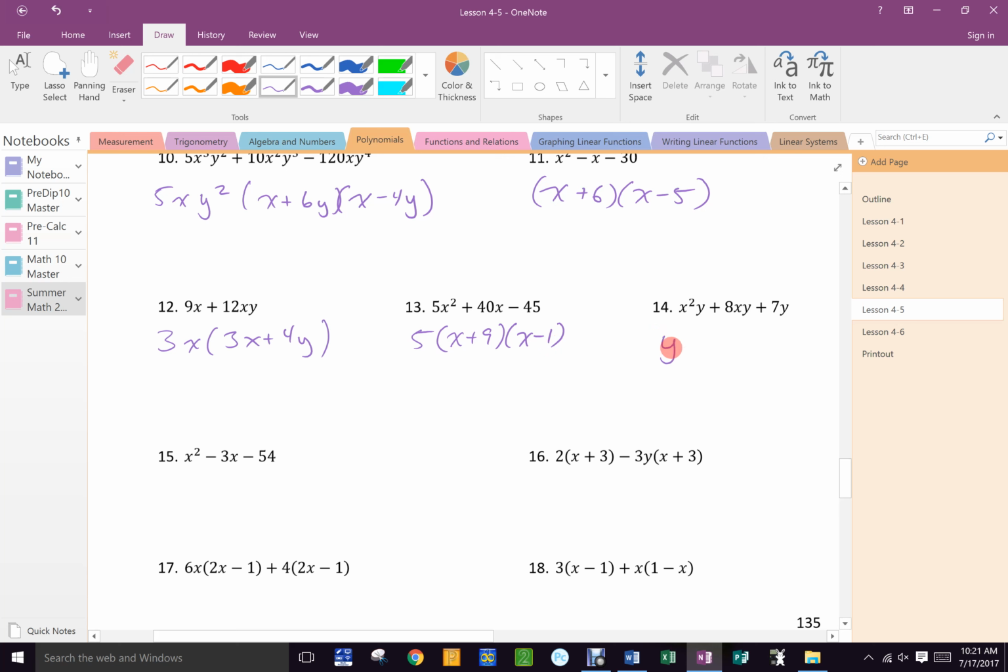Would you have to take away the x for number 12? Oh yeah, that first x shouldn't be there. Stop.